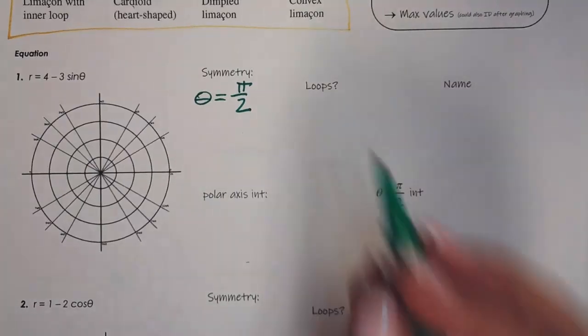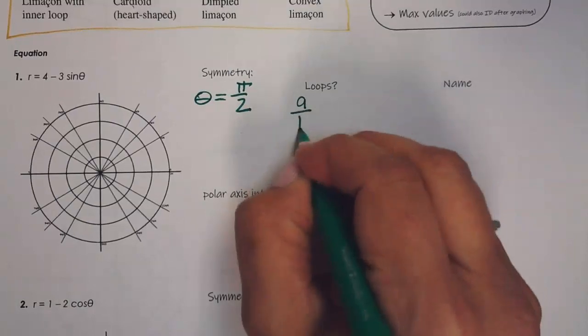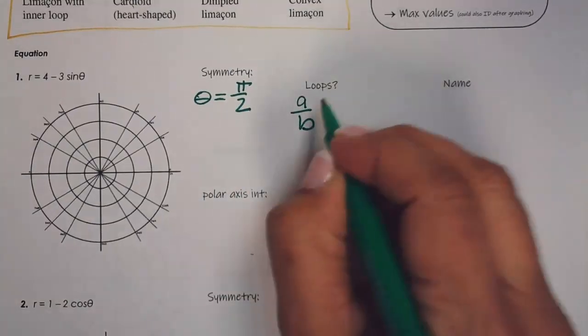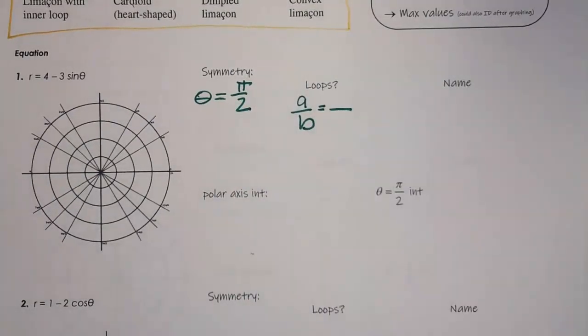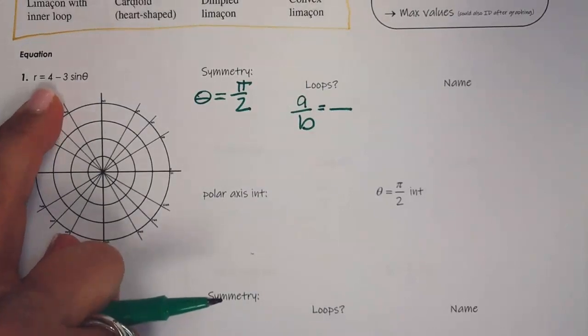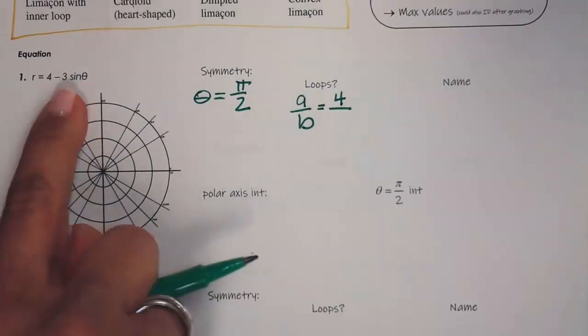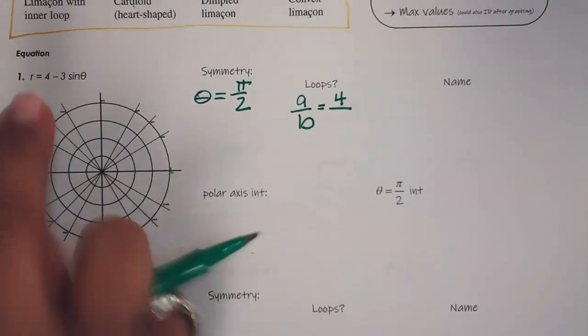So as far as the loops, we're going to compare A and B. And so our A in this case is 4. And our B is 3.